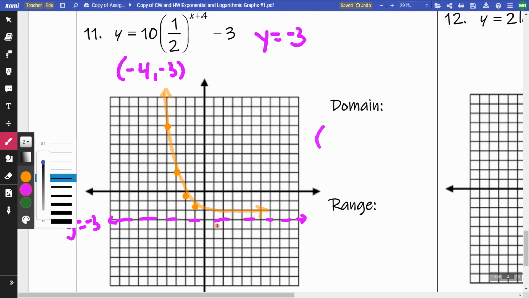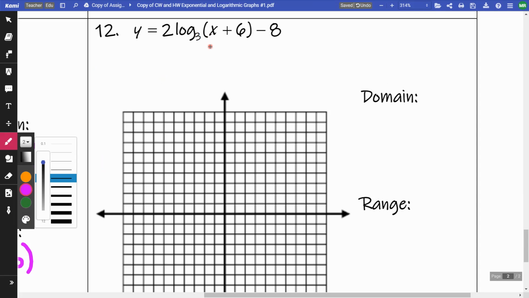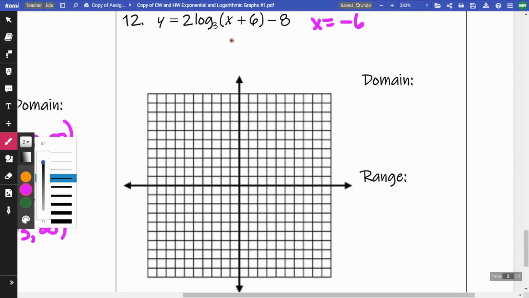My domain is going to be negative infinity to infinity. My range is going to be from -3 up, but not including -3. And the last one, number 12. So this is going to be base 3. I'm asking myself what makes this 0. So that's going to be a -6. So I'm going to have an asymptote x equal -6.